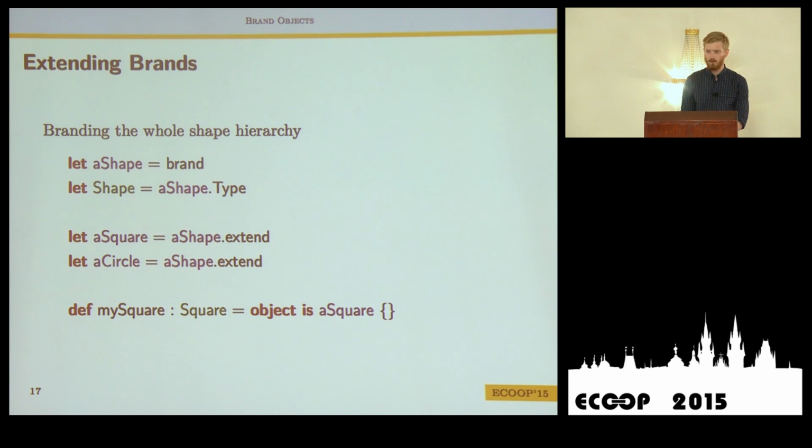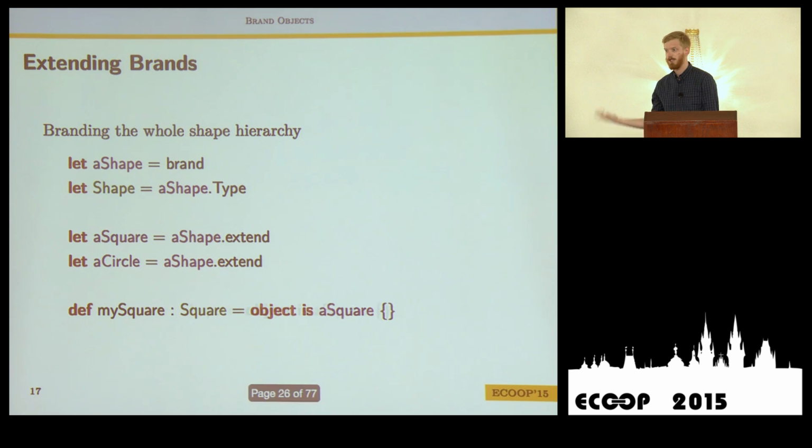And we can also extend existing brands, so we can build the hierarchy of types that we want. So if we have a shape that's a brand, then we can declare a square and a circle not as new brands, but as extensions of a shape. And extend is just a method on that object again. And so an object branded a square is still a square, but it's also a shape. It essentially just translates back into the types and subtyping.